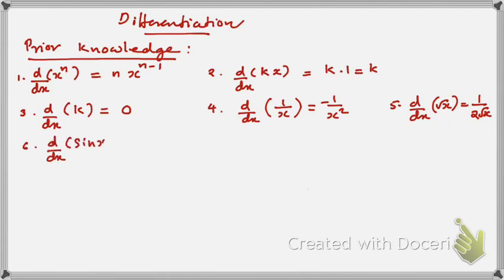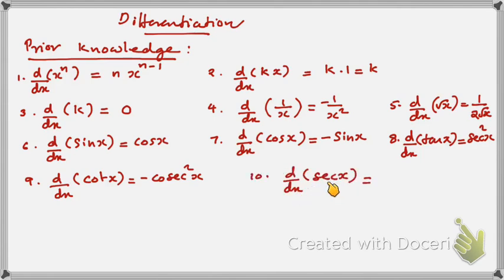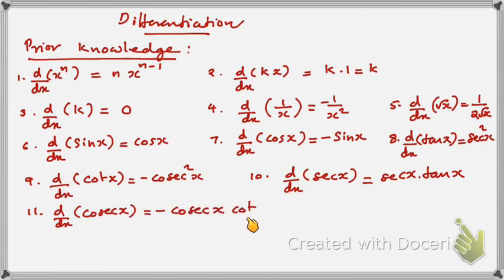The sixth result, derivative of sin x is cos x. Derivative of cos x is negative sin x. Derivative of tan x is secant square x. Derivative of cot x is minus cosecant square x. Derivative of sec x is sec x into tan x. The next one is derivative of cosec x is minus cosec x cot x.